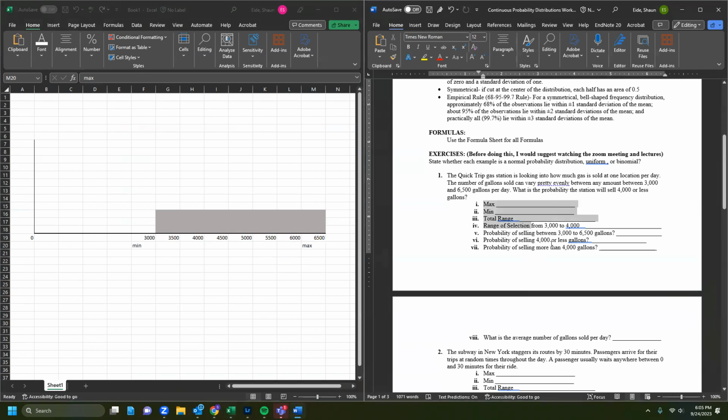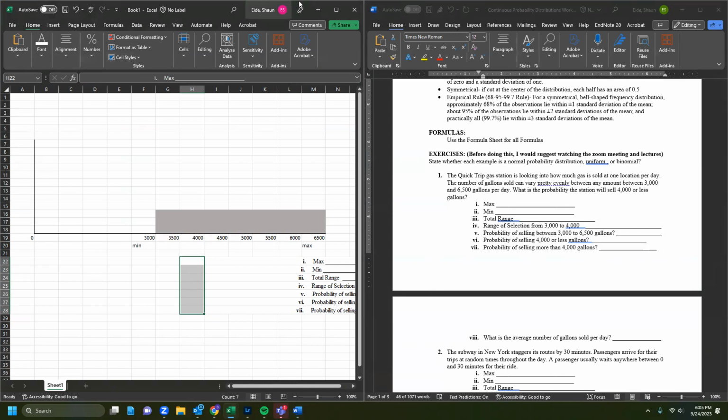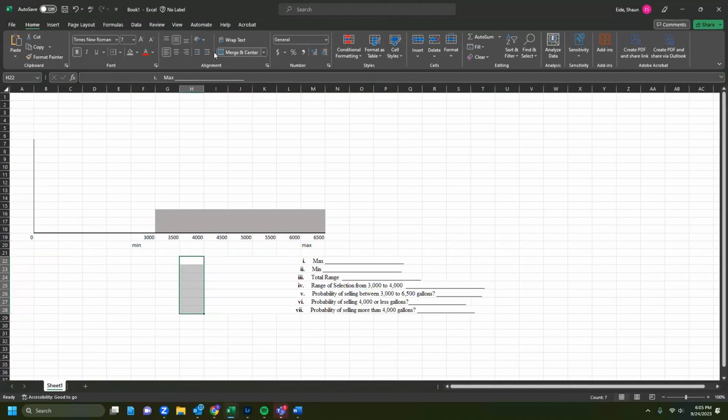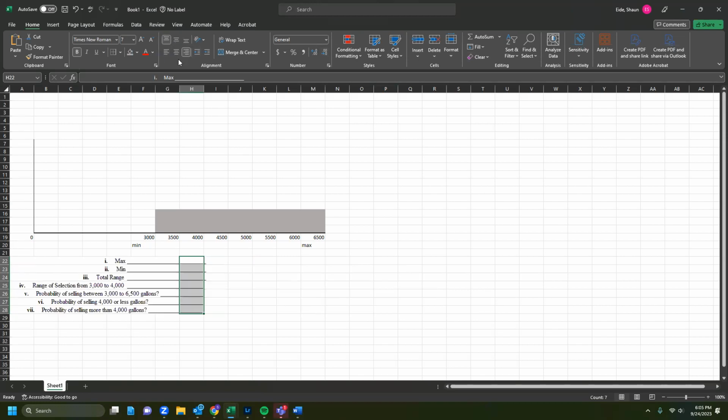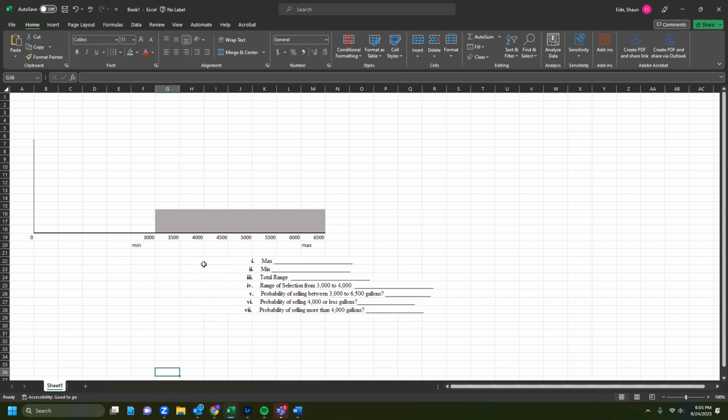Max is just right here, so let's copy it over. Okay, anyway, so we've got max and min. What is the max? The max is going to be 6,500 because it's the largest number right over here. And then the minimum is going to be 3,000. And then what's the total range? That's just going to be the maximum minus the minimum. So what is 6,500 minus 3,000? That's going to be 3,500.